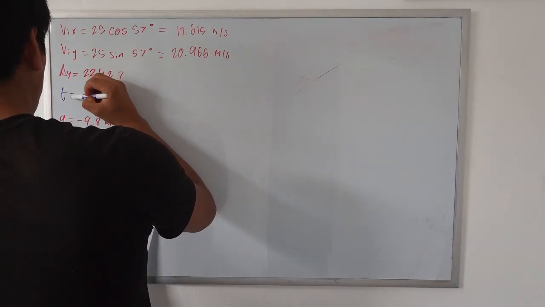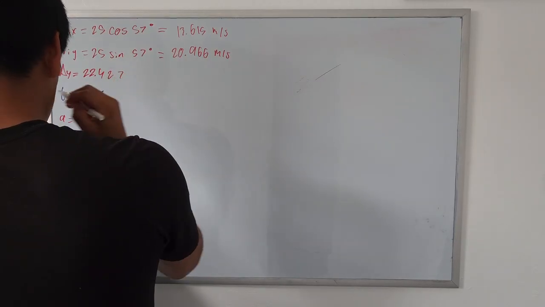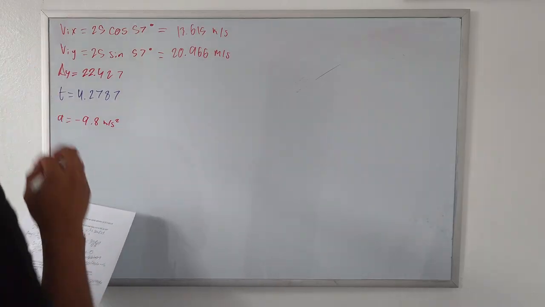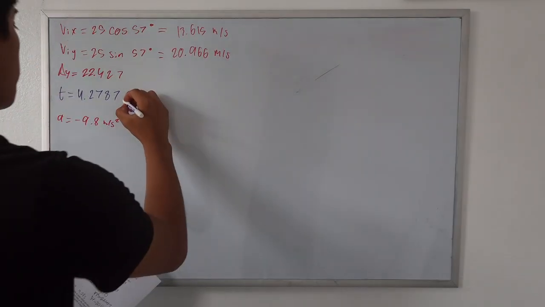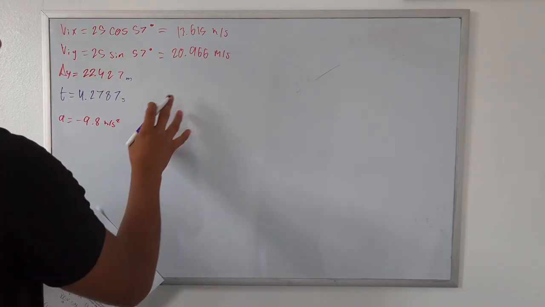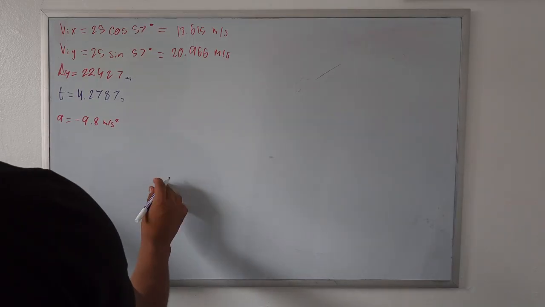Okay, so I'm sorry, I erased the time. So we're gonna rewrite the time from the last part, which is 4.2787. That's gonna be our time. We're gonna need this later on, so I'm gonna keep it there. And then so it's saying both of them are gonna be let go at the same time, and we want them to hit the ground at the same time.